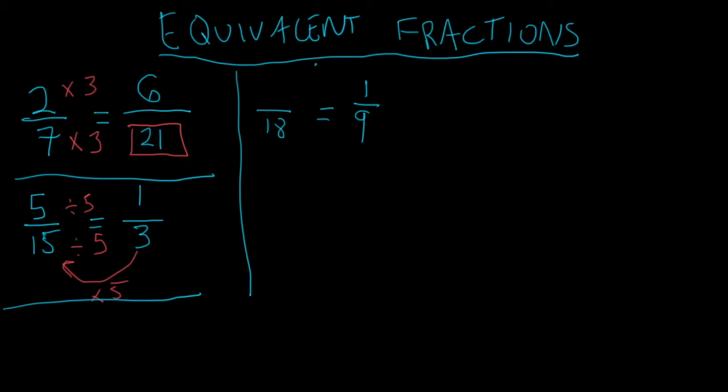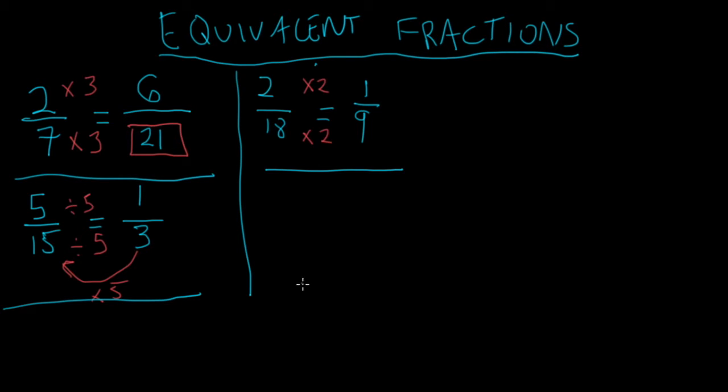Okay, what you should see is that to get from 18 to 9, we need to divide by 2. Okay, or you can think about it the other way and think, okay, we need to multiply 9 by 2, right? So 1 times 2 is simply 2. So 1/9 is the same as 2 out of 18. All right, let's do one more equivalent fraction problem here.